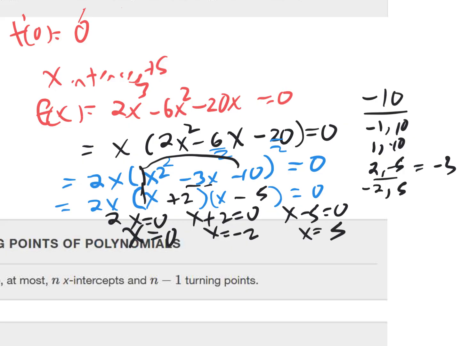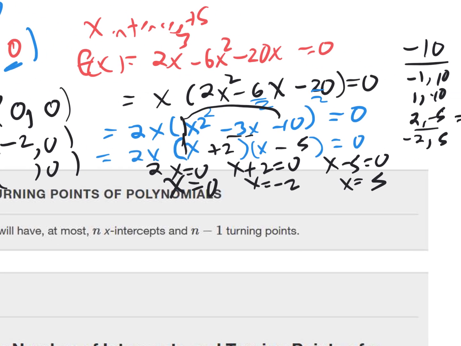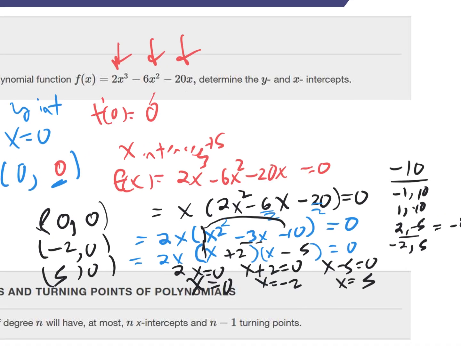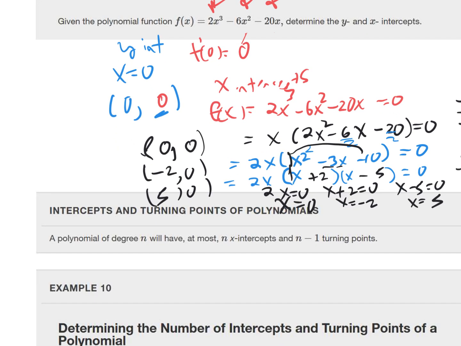So let's list all those x-intercepts. (0, 0). Because remember, the y value has to be 0 for each one of these. So I have a y value of 0 for all of them. And the x is a negative 2 here, and the other one, x was a positive 5. There they are. So I found all the intercepts. That was a try it, so they're not going to show us anyway. You're going to have to take my word for it.